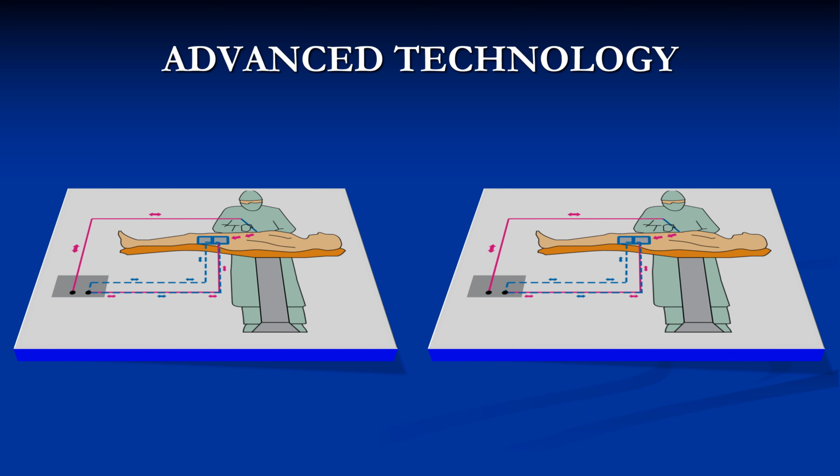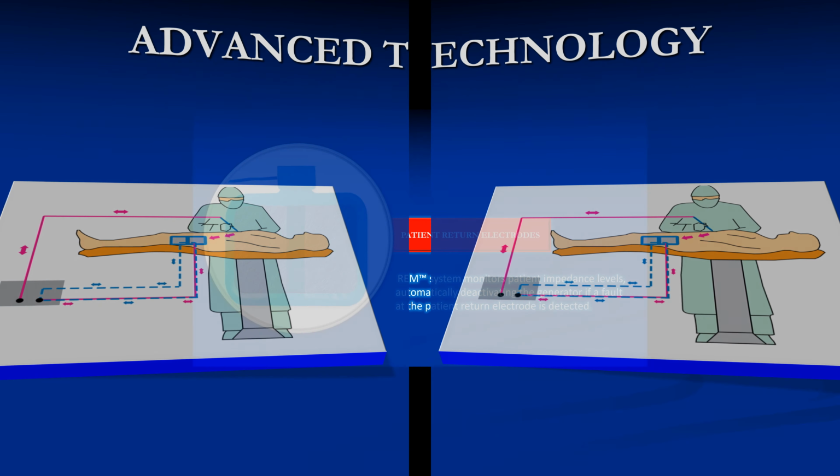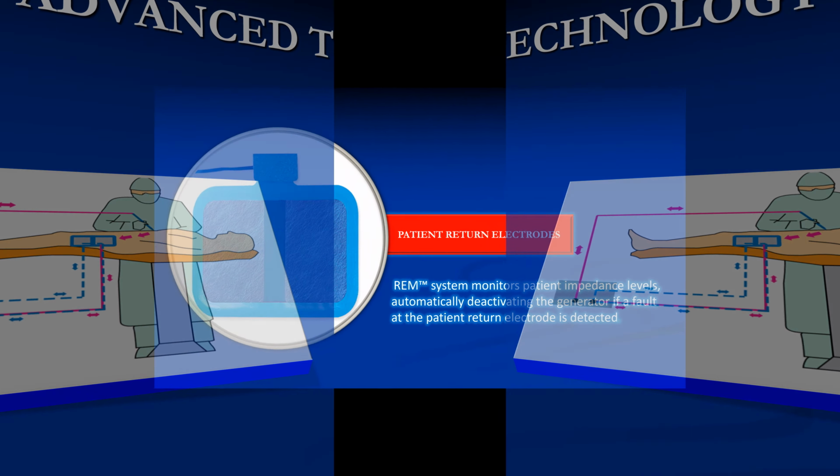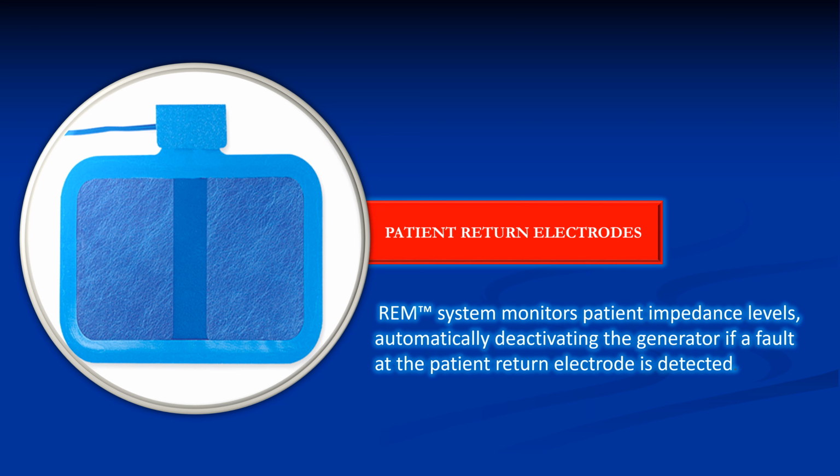Here we will discuss some advanced technology which helps to reduce the risk of electrosurgical thermal injury. Now we will discuss some technologies which can decrease the risk of electrosurgical injury. We will discuss patient return electrode monitoring and active electrode monitoring.